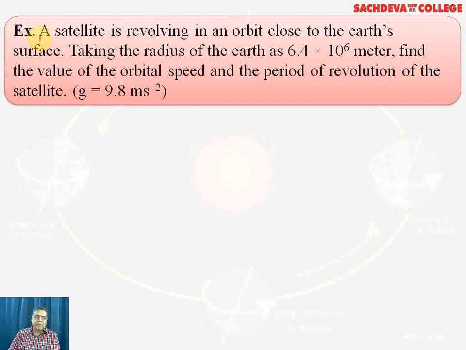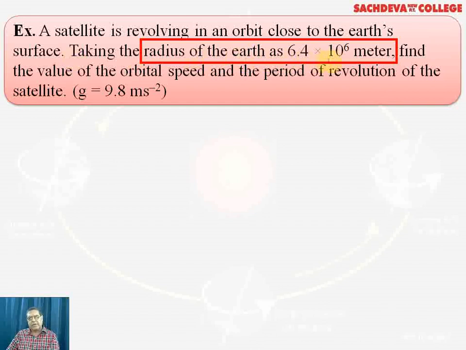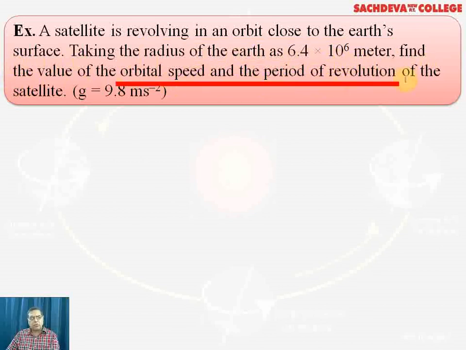Now in another example, a satellite is revolving in an orbit close to the Earth's surface. It is just touching the circumference. Taking the radius of Earth as 6400 kilometers, that is 6.4 into 10 to the power 6 meters, we have to find the orbital speed and the period of revolution of the satellite. The formulas we have discussed earlier are to be used, and then we substitute the values and make the necessary calculations.